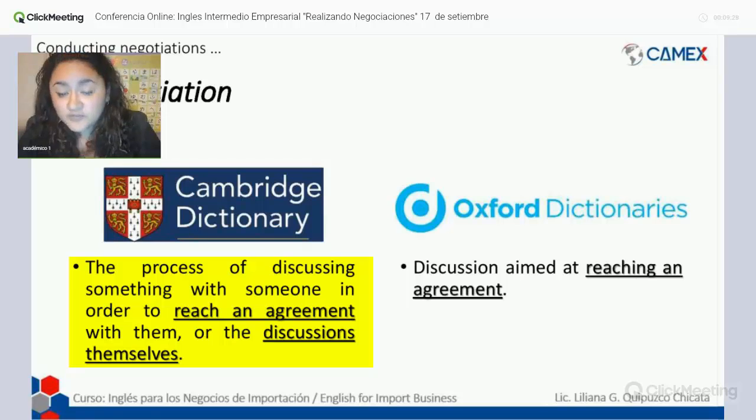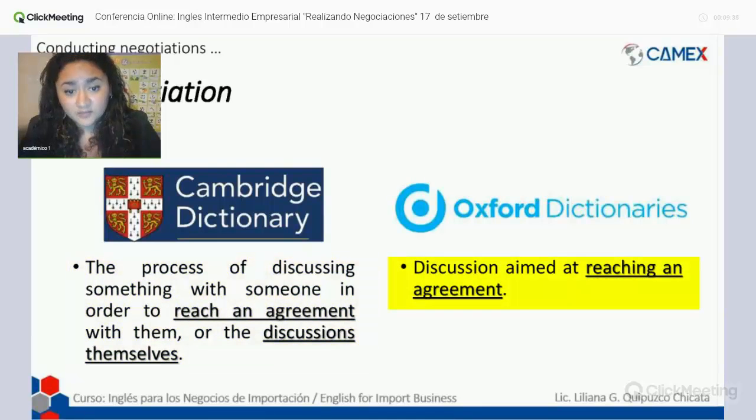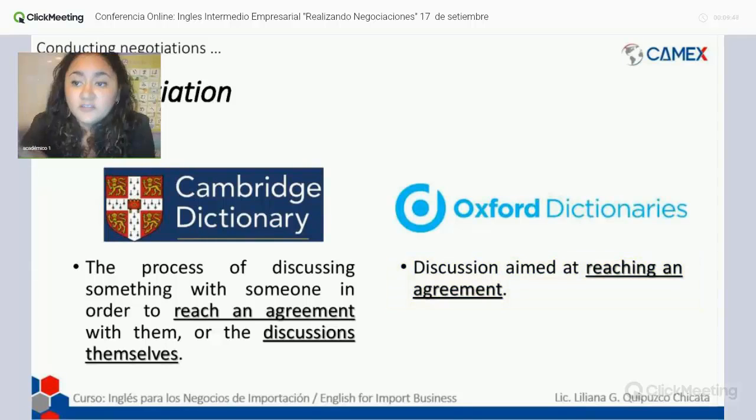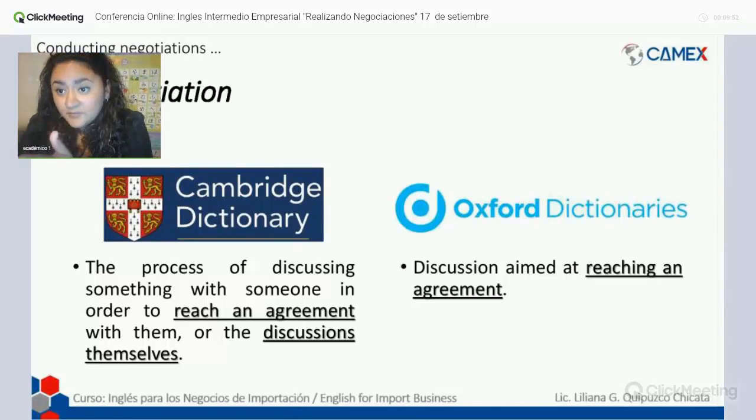That is according to Cambridge Dictionary. On the other hand, we have Oxford Dictionary, which says that a negotiation is a discussion aimed at reaching an agreement. So first we have that it is the process of discussing something to reach an agreement, and on the other hand we have the same. It means that it is a discussion aimed, so we are looking forward to reaching an agreement. So now we know what a negotiation is.